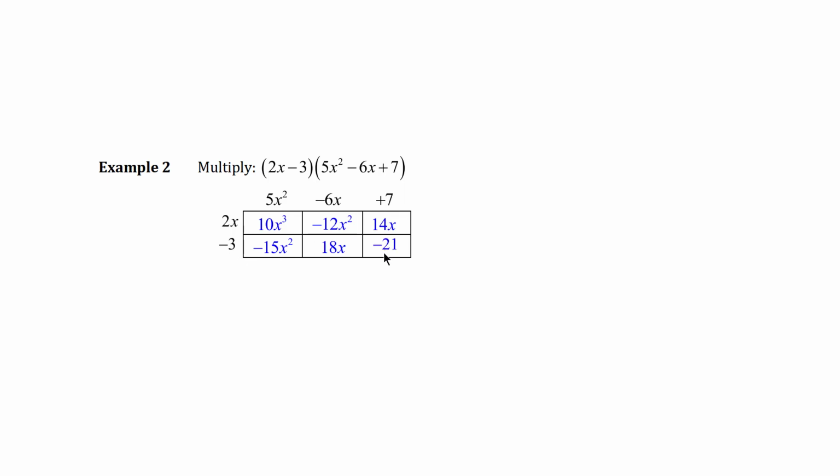The next step is bringing down any single terms and then combining any like terms. So I'm going to bring down the 10x cubed, and then I'll combine the negative 15x squared and the minus 12x squared to get negative 27x squared. Next, I'll combine the 18x and the 14x to get 32x, and then I'll bring down the negative 21. The final result is 10x cubed minus 27x squared plus 32x minus 21.